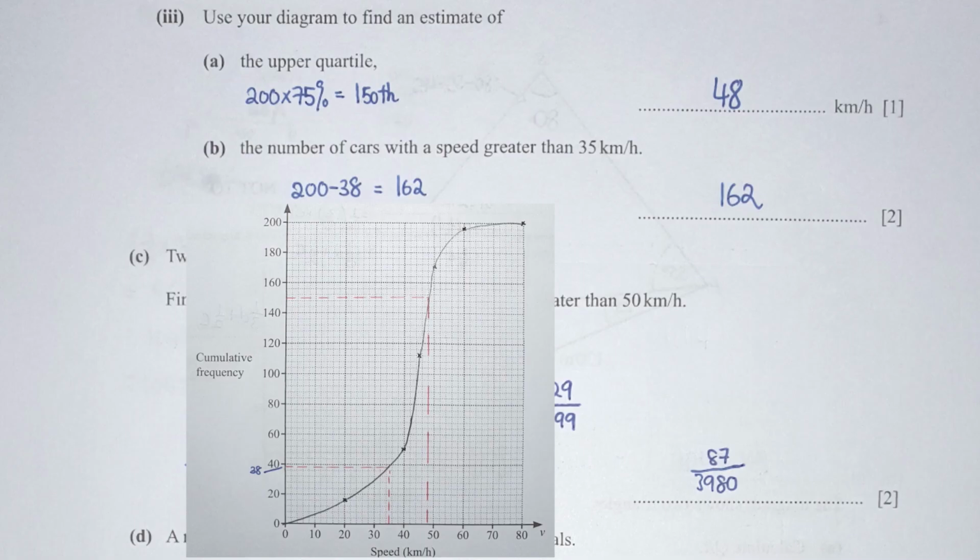So for you to calculate the upper quartile, all you need to do is to take 200 cars, multiply with 75%, means that for your upper quartile, it will be located at the 150th. So from 150, you trace it back down, it should be 48 kilometers per hour. And for numbers of cars with a speed greater than 35 kilometers per hour, all you need to do is from 35, from V part, okay, trace it back up, you'll get it as 38. So 200 minus 38.